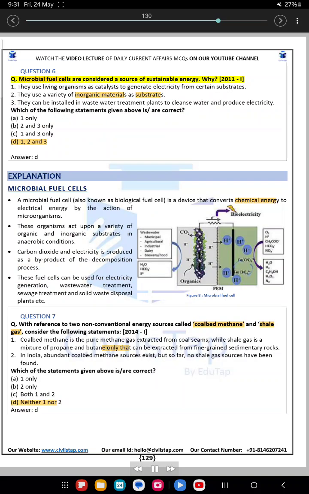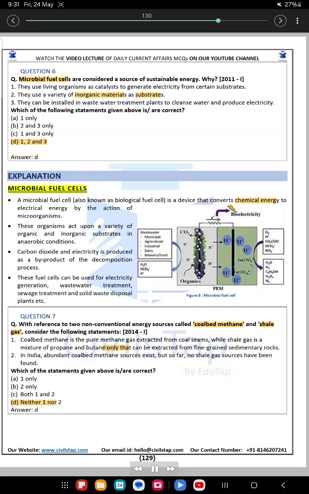Question 6. Microbial fuel cells are considered a source of sustainable energy. Why? 2011 I. 1. They use living organisms as catalysts to generate electricity from certain substrates. 2. They use a variety of inorganic materials as substrates. 3. They can be installed in wastewater treatment plants to cleanse water and produce electricity. Which of the following statements given above are correct? A. 1 only. B. 2 and 3 only. C. 1 and 3 only. D. 1, 2 and 3. Answer D.